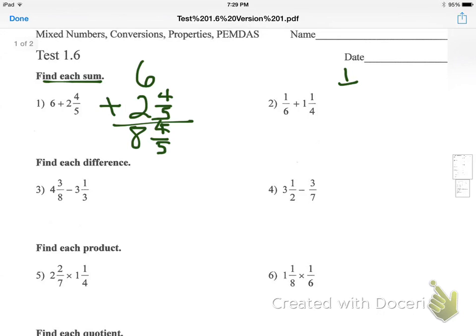This one, you'd want to line it up. Oops, which I didn't do. It's been a long day, folks.